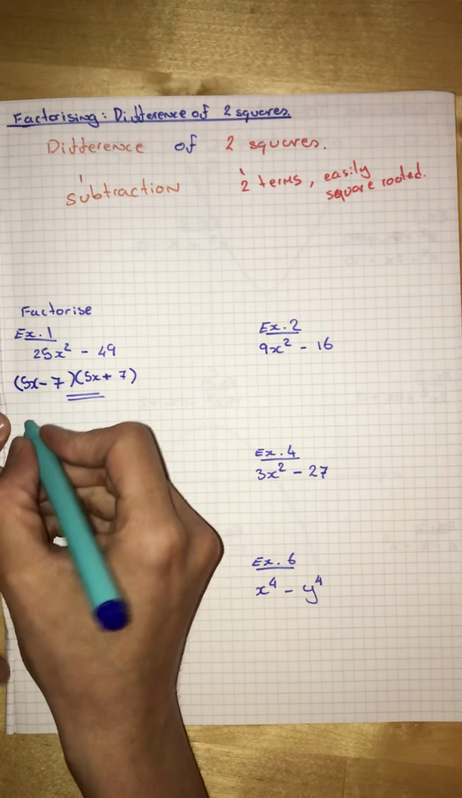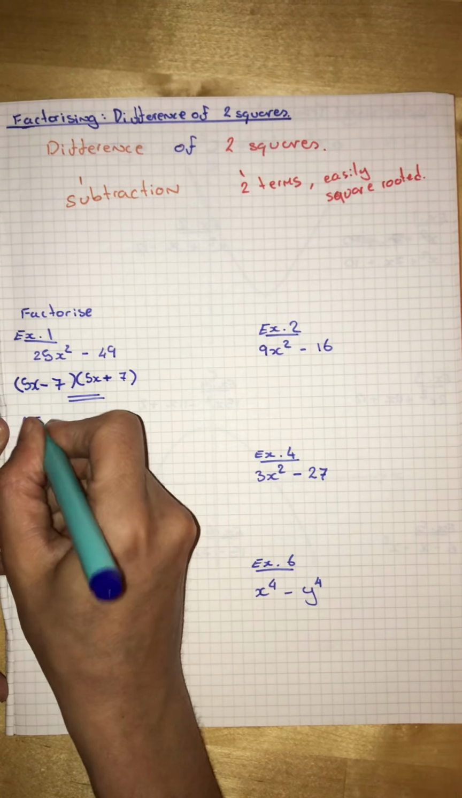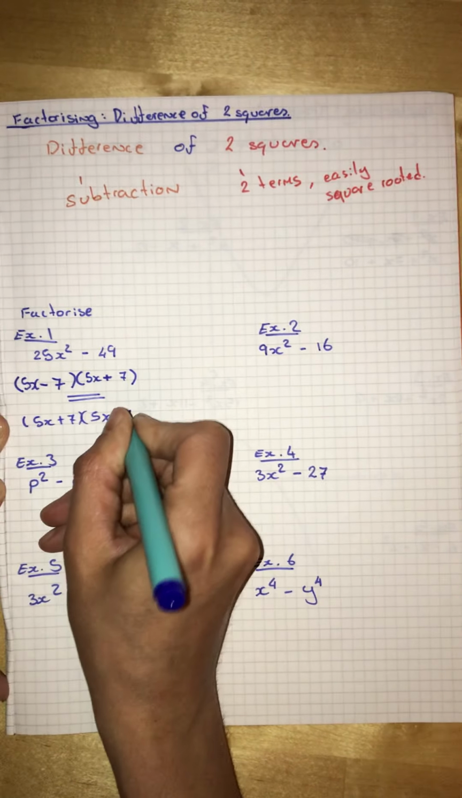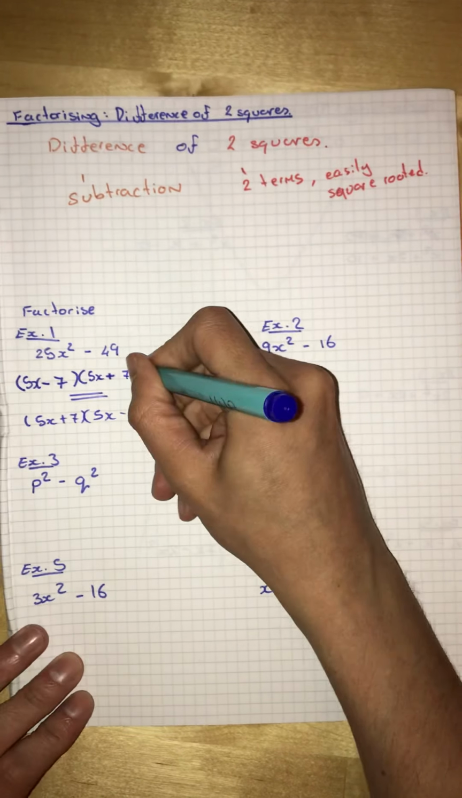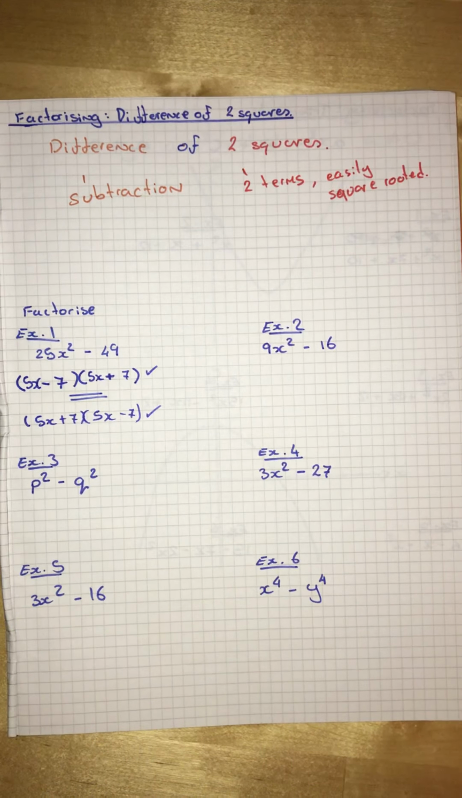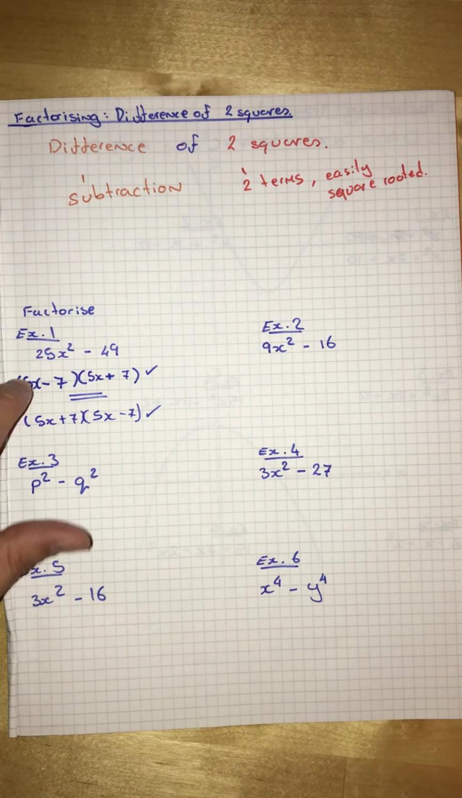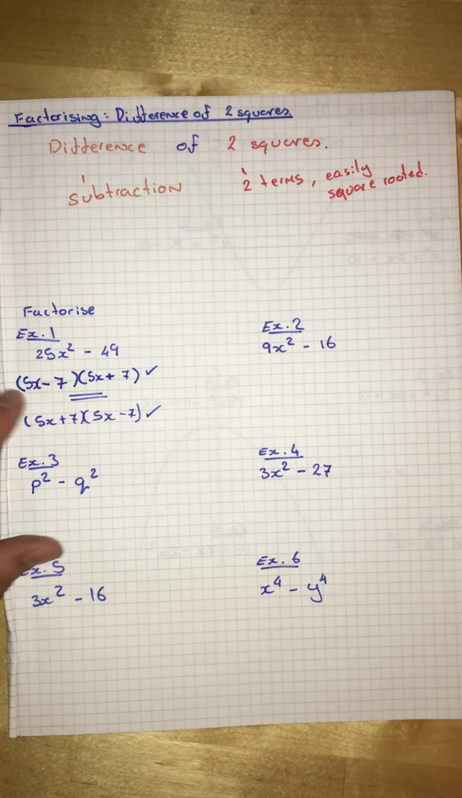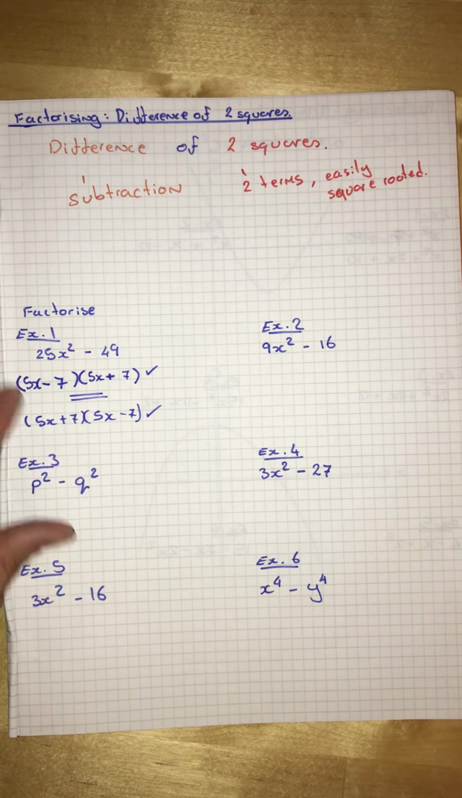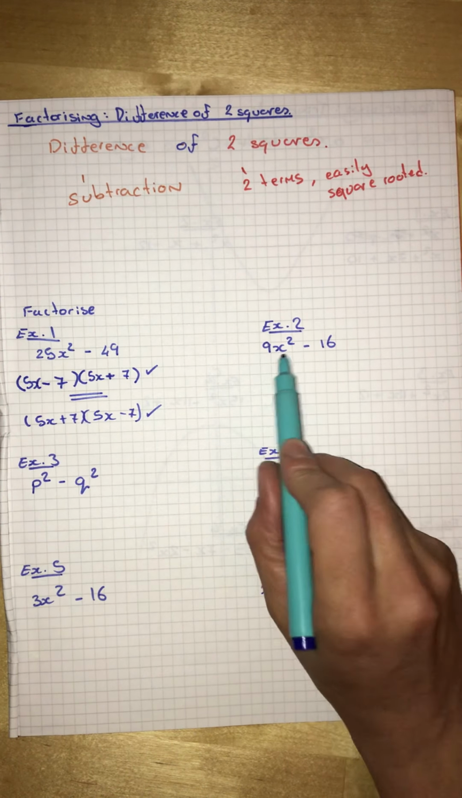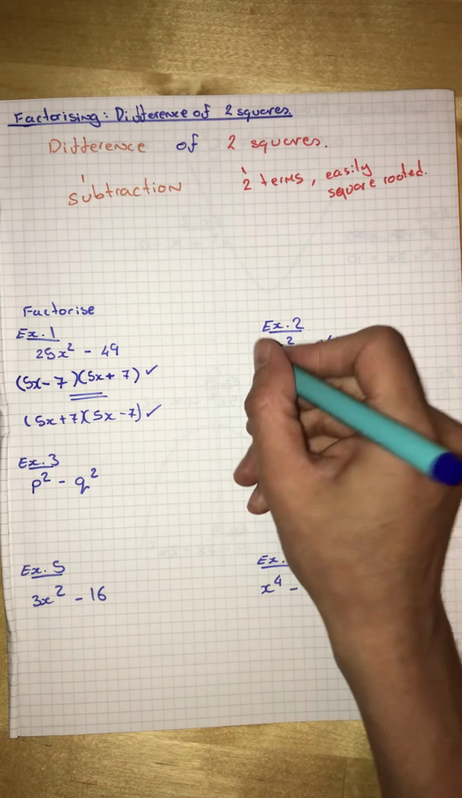Common question is, what if you happen to write 5x plus 7, 5x minus 7? They are both correct, because of the multiplication law, where it doesn't matter which order you're multiplying. If it's 5x minus 7, 5x plus 7, it's correct. If it's 5x plus 7, 5x minus 7, it's correct, as long as you've got your brackets in. Okay? So, two brackets.